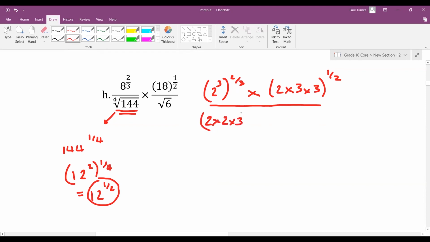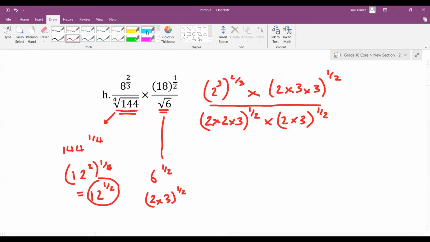Yeah, I won't give you many like this in the homework, but you should show the working like this. 2 2s are 4, 3 4s are 12 to the half. And root 6 is 6 to the half, isn't it? Root 6 is half power. So that would be 2 times 3 to the half. Like that. Okay, so I made everything base 2 or base 3.